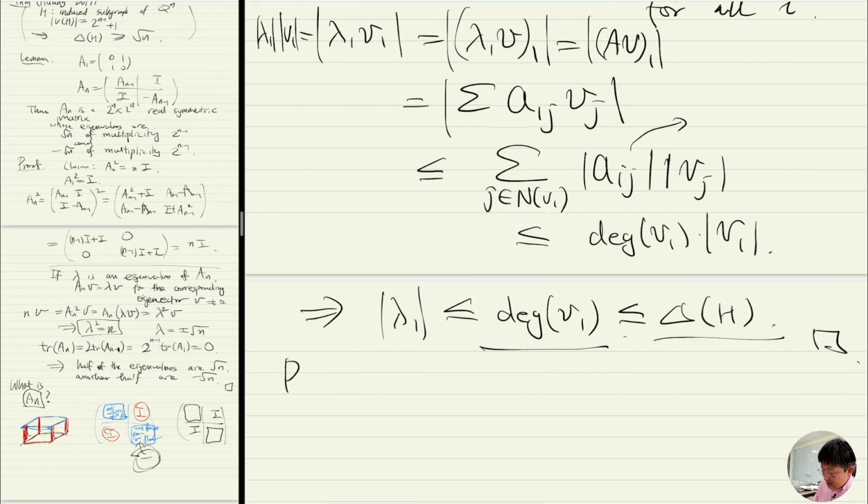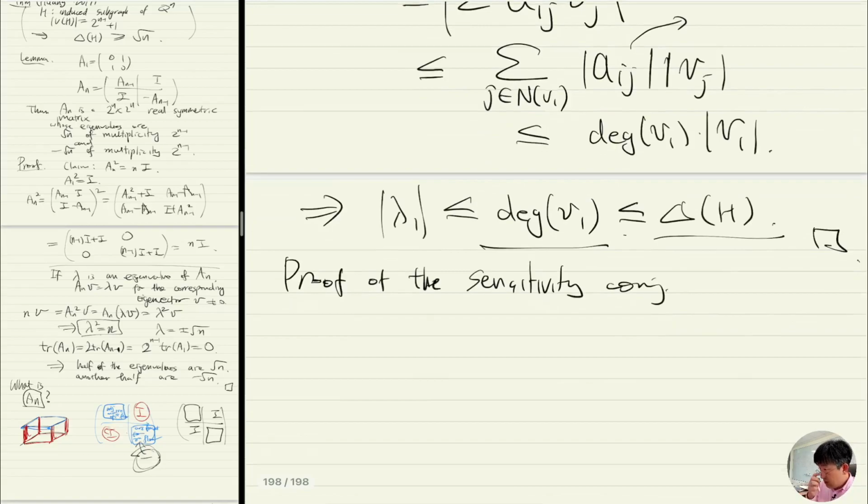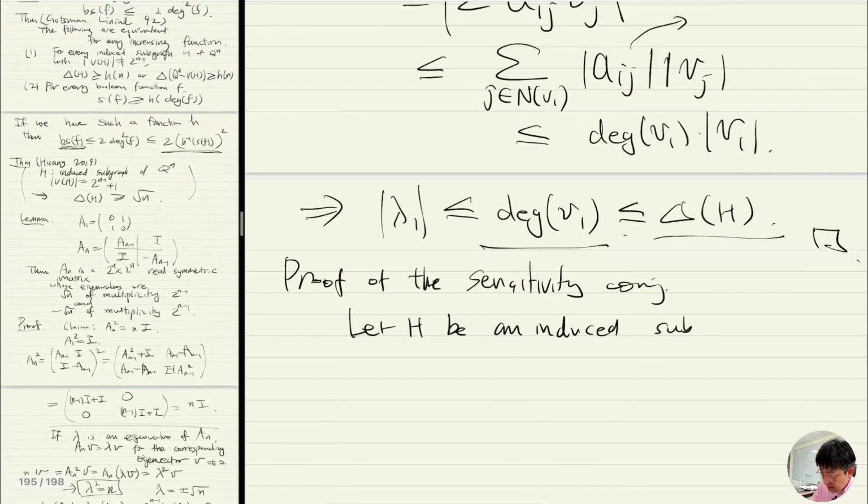Now, here's a proof of the sensitivity conjecture. Right. So let H be an induced subgraph. Right. So we are proving this theorem. So H be an induced subgraph of Qn with 2 to the n minus 1 plus 1 vertices.